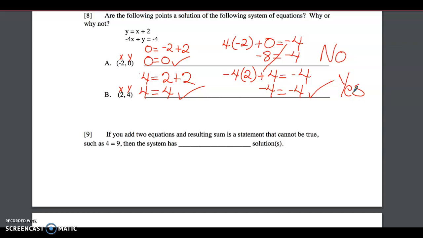Looking at number 9. In this next section, you had some answer choices written down for our types of solutions. If you add two equations and the resulting sum is a statement that cannot be true, such as 4 equals 9, then the system has, okay, let's look at what information we have. We're left with this statement right here. The variables are canceled, there are no variables, and it is a false statement. That means the system has no solutions.